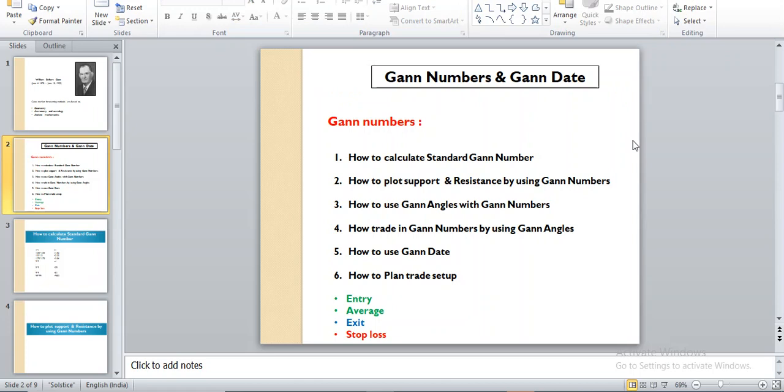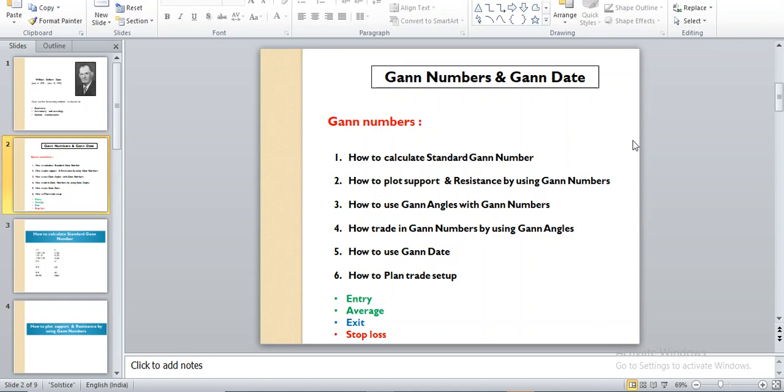We'll move to the next: how to plot support and resistance by using the Gann numbers. The Gann numbers are going to act as support and resistance. I'll show you how to plot it in the script. The main thing is the Gann method. I use this method only in index and commodity, not in stocks. Stocks also you can use, but it won't work like index and commodity, since stocks will not have that much movement in the intraday. So only index and commodity will move.